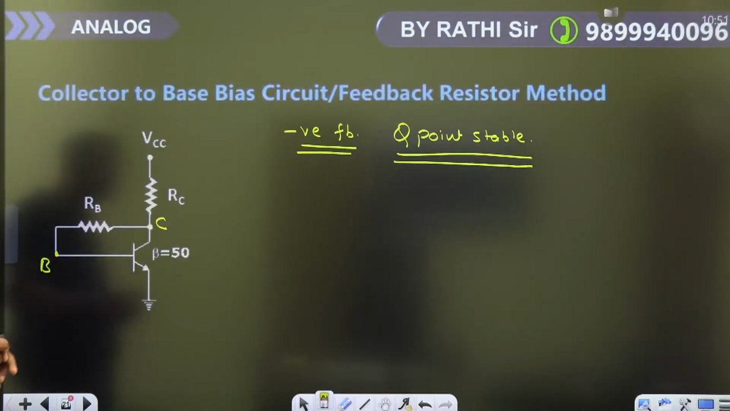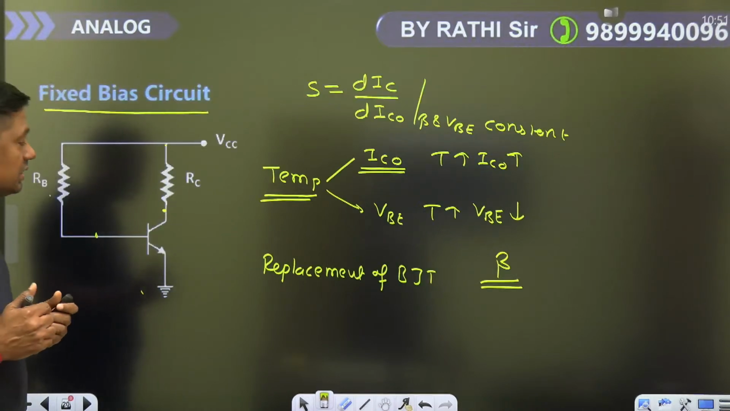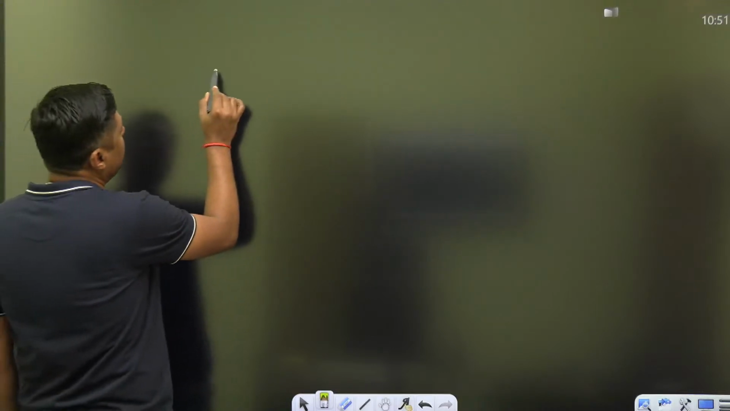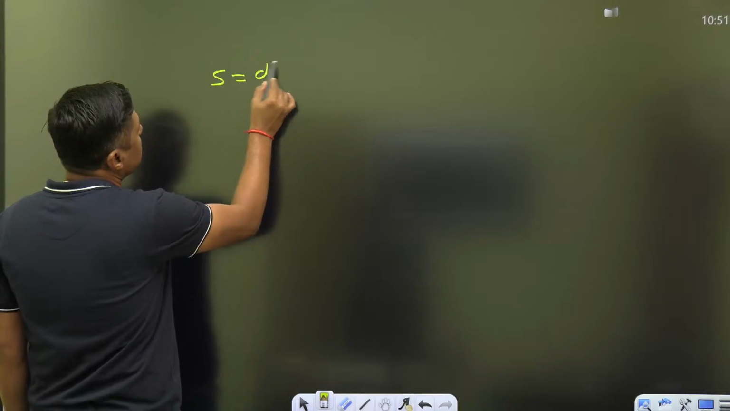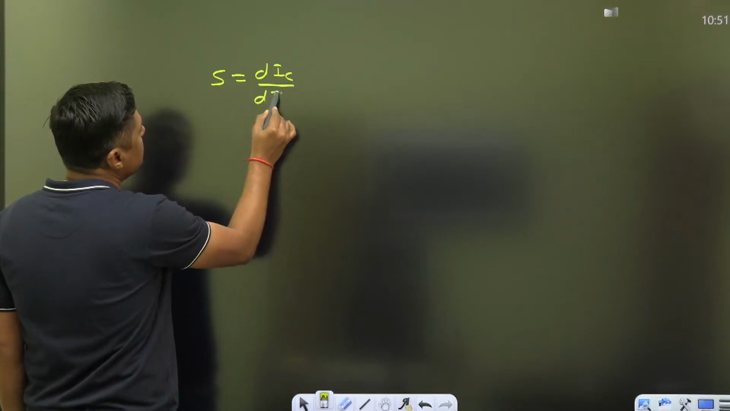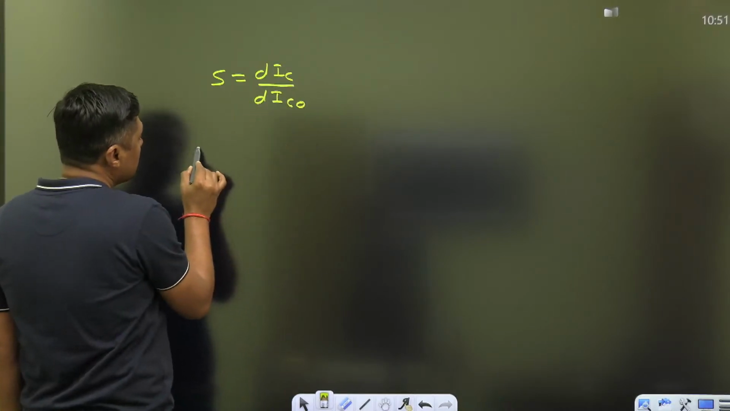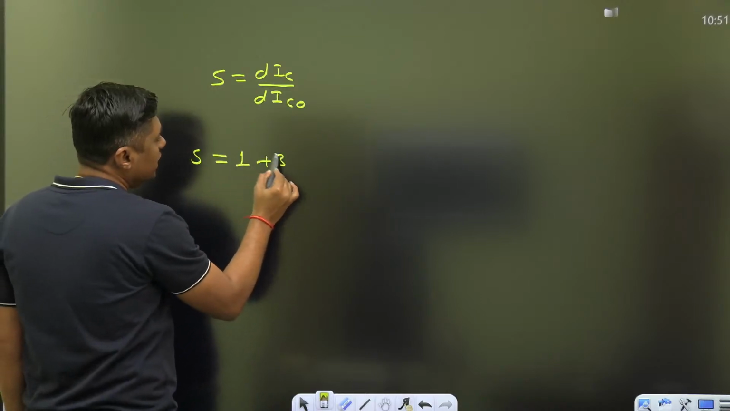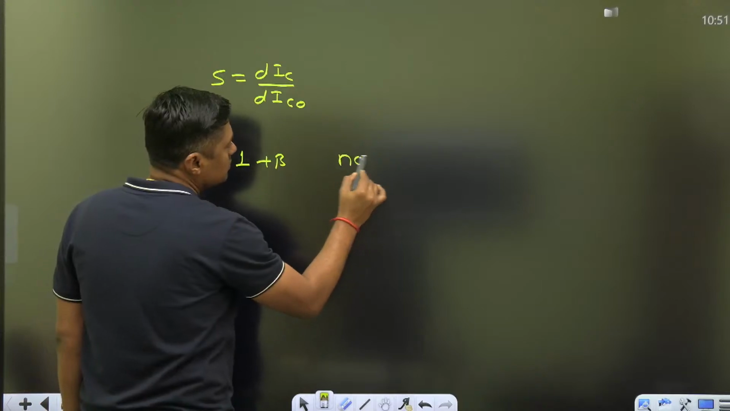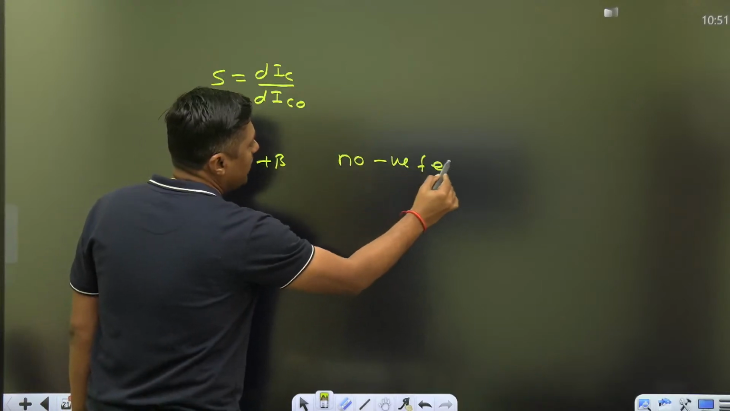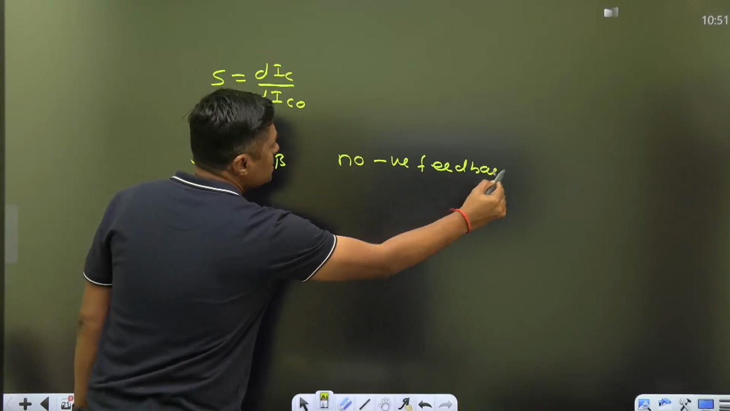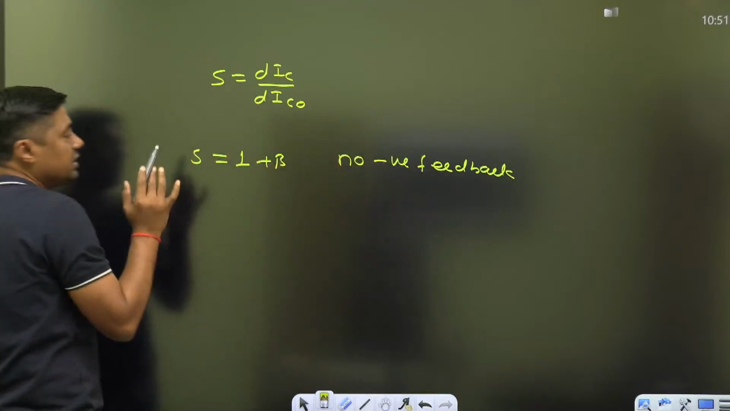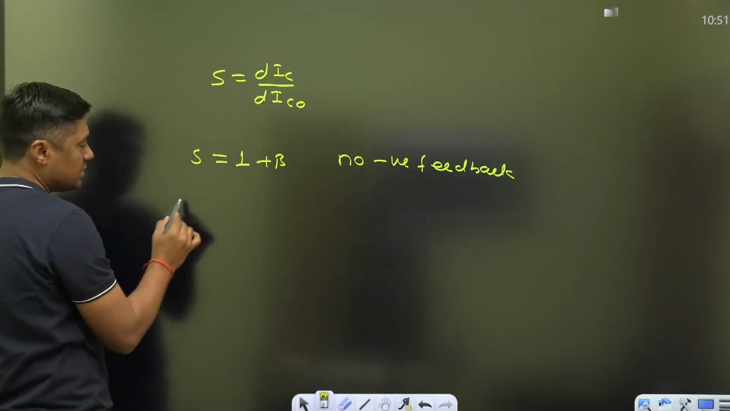Now what about the stability factor? Stability factor, when I am talking about the stability factor, the range of the stability factor S, change in IC because of change in ICO, S is equal to 1 plus beta when there is no negative feedback. No negative feedback means Q point is not stable. It is the highest value of S.